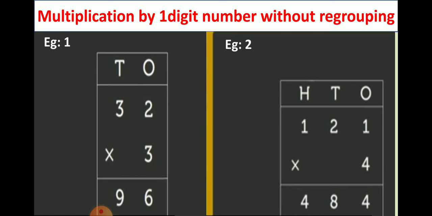On seeing example 2, you can see we are multiplying the number 121 with the number 4, and when 4 is multiplied by 1 we get 4. When 4 is multiplied by 2 we get 8 tens, and when 4 is multiplied by 1 we get 4 hundreds, and our answer is 484.